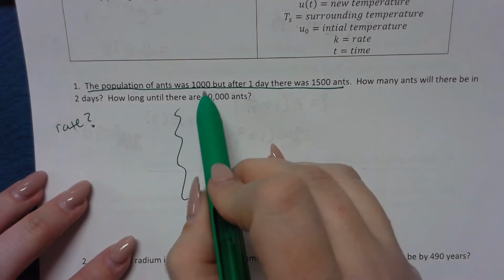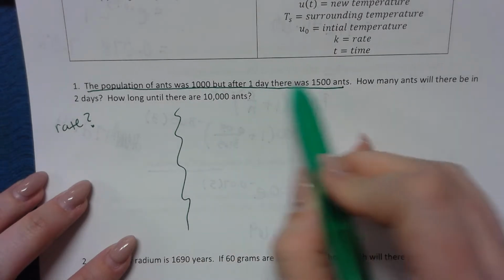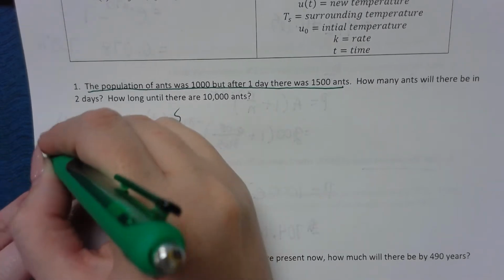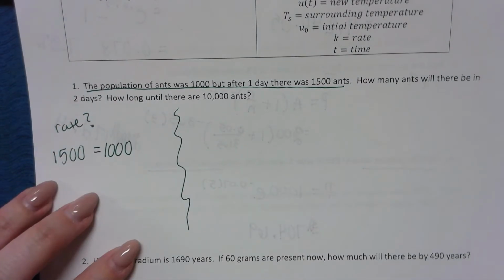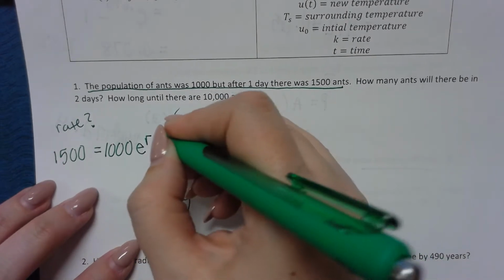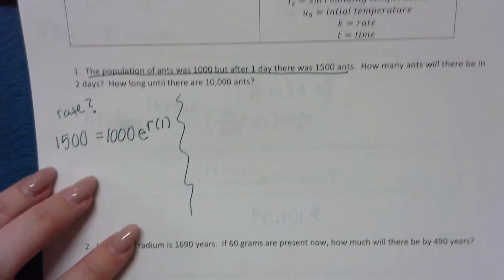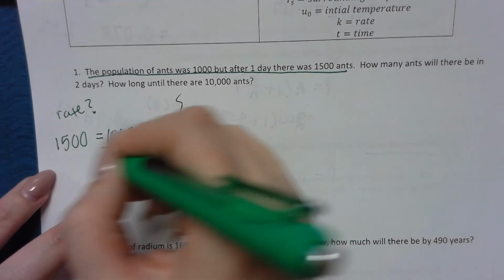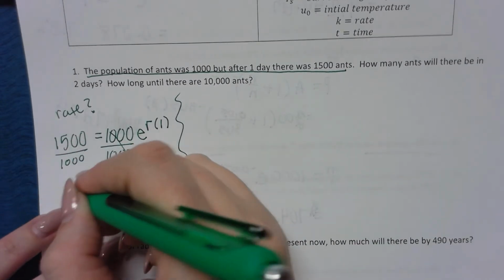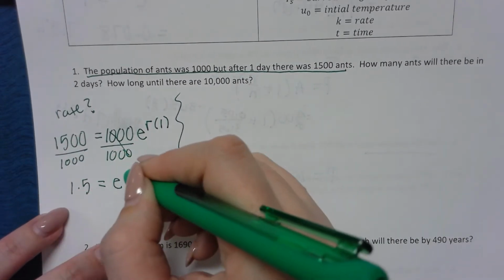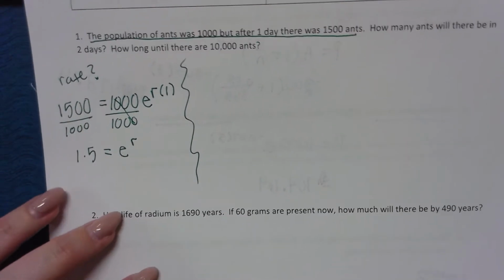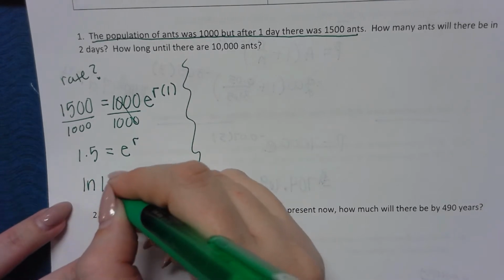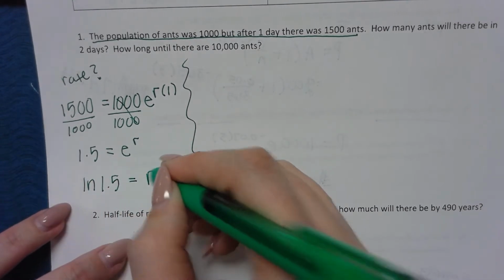So it's telling us we started with 1,000. After 1 day we had 1,500. So I'm starting with 1,000. After 1 day I had 1,500. E to the rate I don't know, but I know my time was 1 day. So now we're going to use our algebra skills to solve. We're going to divide by 1,000. We get 1.5 equals e to the r, because r times 1 is just r. Now I need to use logs, so log base e, so ln of 1.5 equals r.